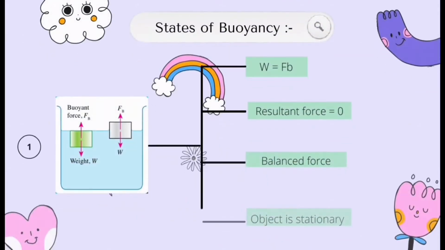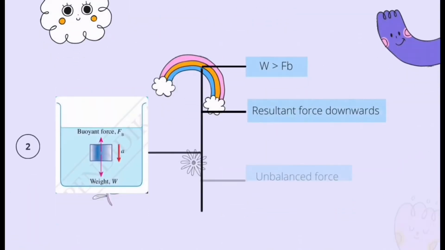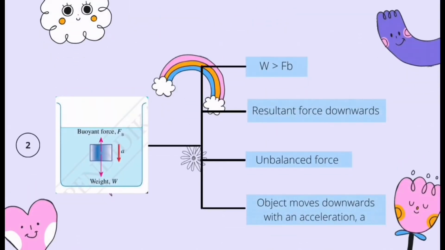Next, let's look at the states of buoyancy. In total, there are 3 states of buoyancy depending on the weight of the object. If the weight of the object is equal to the buoyant force acting on it, the resultant force is 0, meaning that the object will be stationary.